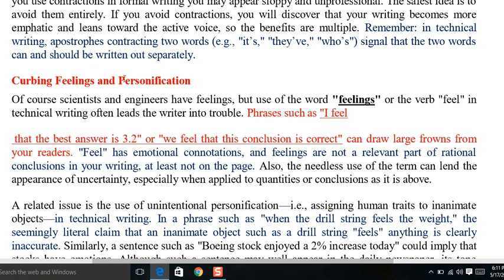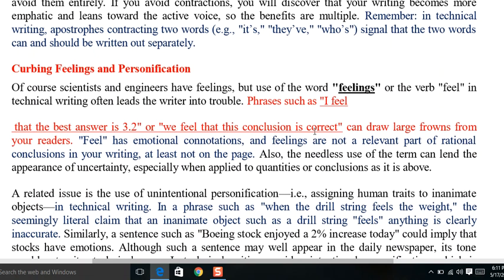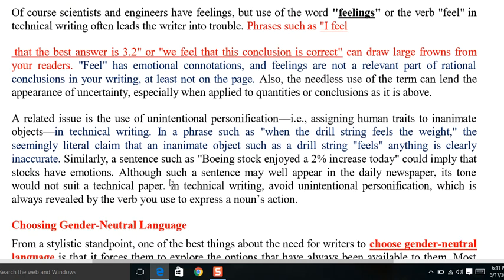Let's see it. Curbing feelings and personification. Of course, scientists and engineers have feelings, but use of the word feelings or the verb feel in technical writing often leads the writer into trouble. Phrases such as I feel, clear? We feel that this conclusion is correct can draw a large frown from your reader. Feel has emotional connotations, and feelings are not a relevant part of the rational conclusions in your writing. Fine. Hope you have understood this very simple concept.